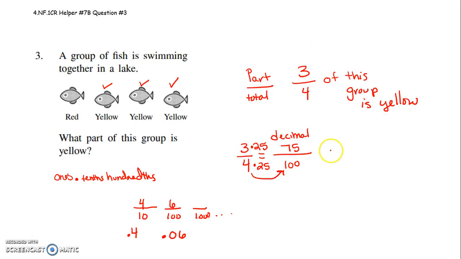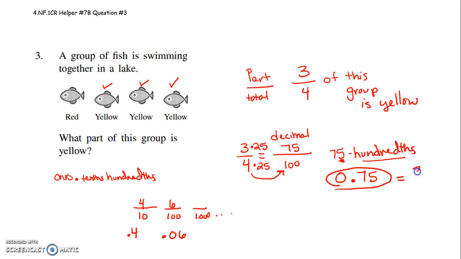So 3/4 is the same as 75 hundredths. So our number would have to end in the hundredths place. So this would be 0.75. So if they wanted it written as a decimal, you would write 0.75, and that's the exact same number as 3/4. 3 out of every 4 of these fish are yellow.